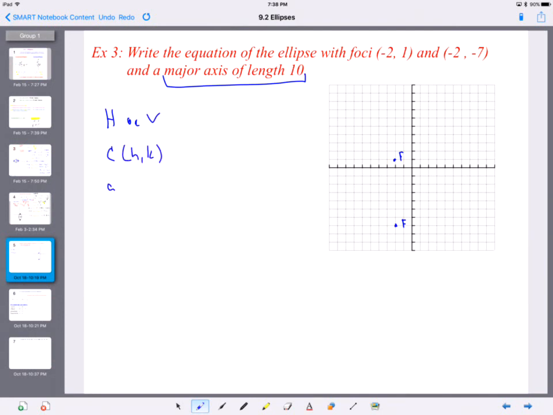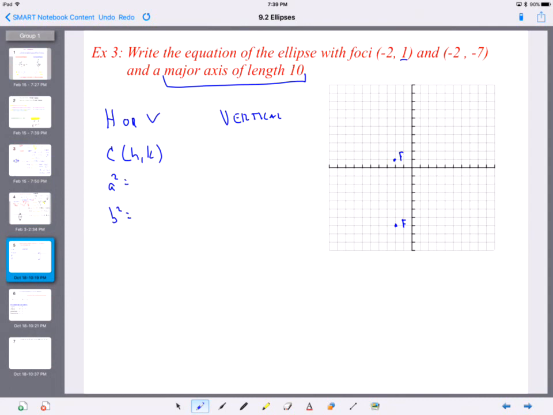At h, k, we need a squared and we need b squared. Those are the things that are going to identify the values that we need to write in the equation. So horizontal or vertical. Right now, look at this. Your major axis has a length of 10. Your foci are going up and down, which means your y value is changing. So if your y value is changing, then this is going to be vertical.